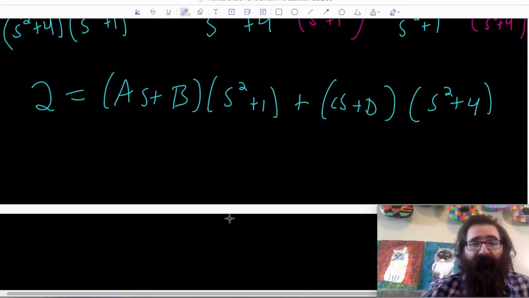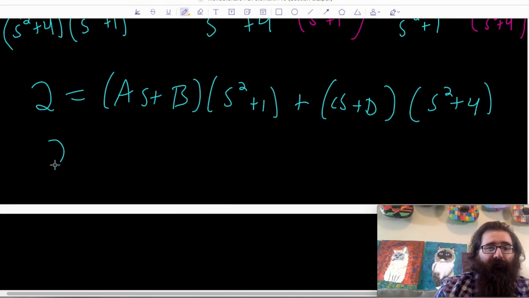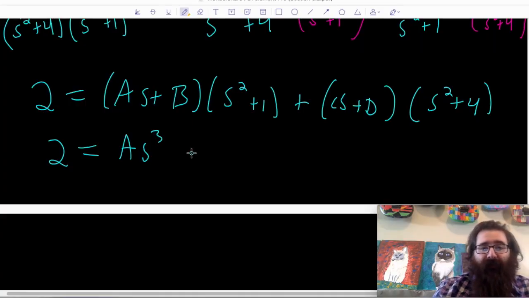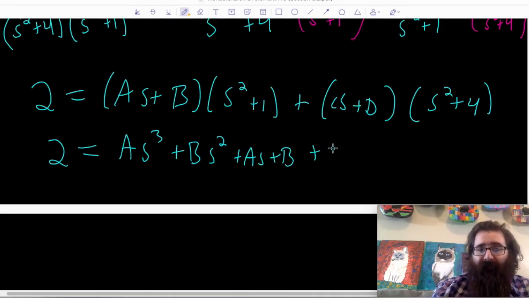Now I want to expand this out as best as I can. So here we have 2 equals, I get as times s squared is as cubed. I get b times s squared is bs squared. I get as times 1 is as. I get b times 1 is b. And then foiling over here, cs times s squared is cs cubed. Then d times s squared is ds squared. I get cs times 4 is 4cs, and I get d times 4 is 4d.